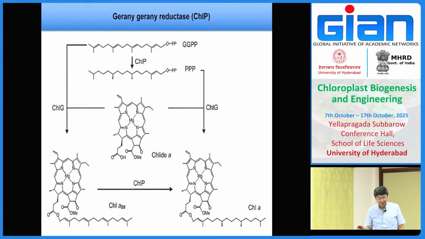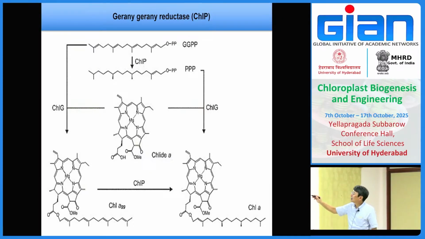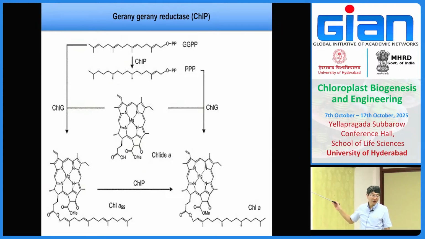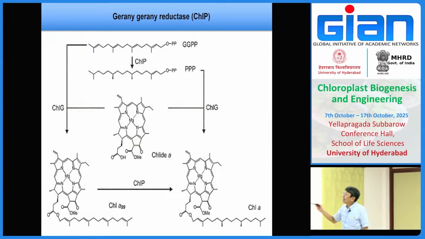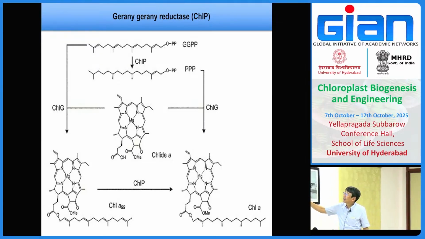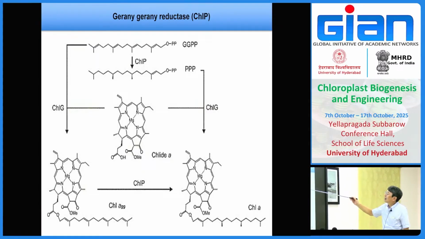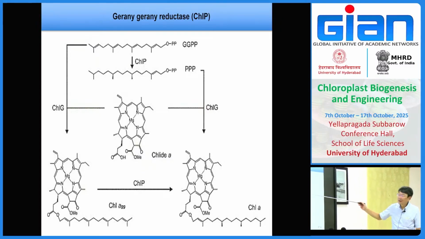In parallel, this geranylgeranyl reductase acts on geranylgeranyl pyrophosphate. This is a precursor of phytol. The geranylgeranyl portion is here, so that's why it is called geranylgeranyl, and pyrophosphate, so this is a phosphate. The geranylgeranyl reductase is the CHLP gene or protein. This CHLP gene encodes this enzyme. And this geranylgeranyl pyrophosphate is reduced to phytol pyrophosphate. This is phytol.